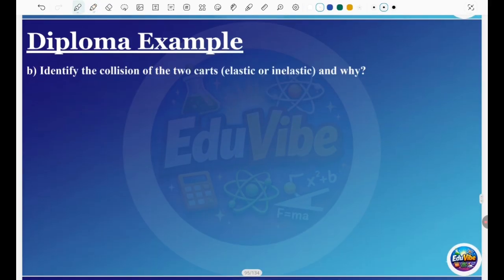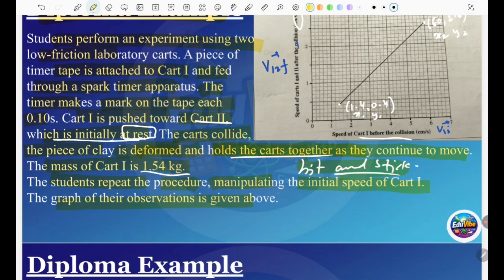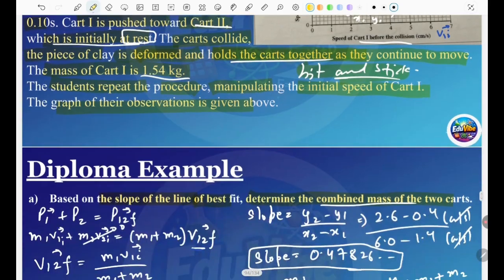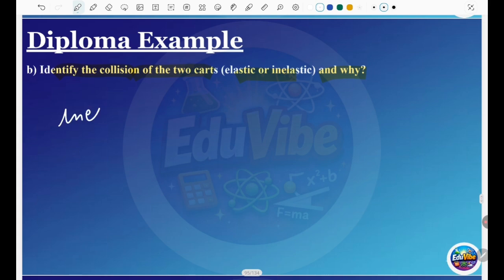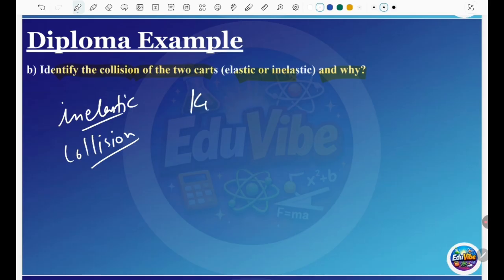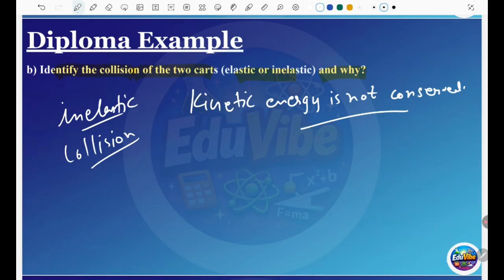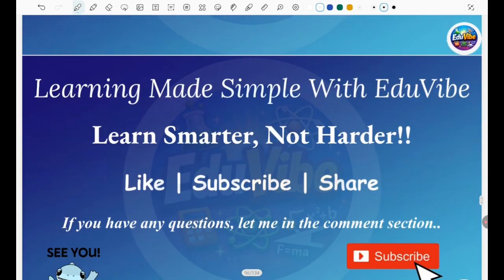In the next part we have to define what type of collision the two cars have, and why. They mention this is a hit and stick collision. This means if it is a hit and stick, it's an inelastic collision. And why? Because kinetic energy is not conserved in that case. That's why it is an inelastic collision.